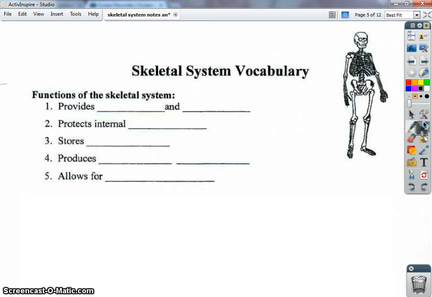So, start off with the functions of the skeletal system. So, the skeletal system mainly is going to provide shape and support for your body. Okay, it's also going to protect your internal organs. It's going to store fat and minerals. And I know most of you think that fat is stored other places, mainly the stomach, but your bones do store fat as well.